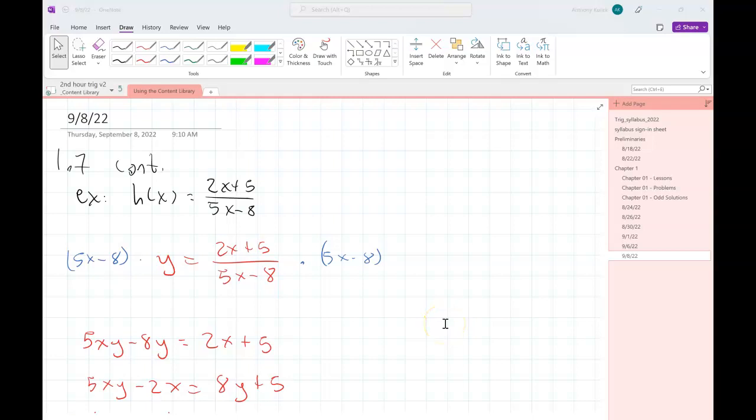So last time we were talking about finding the inverses of a function from its equation, right?